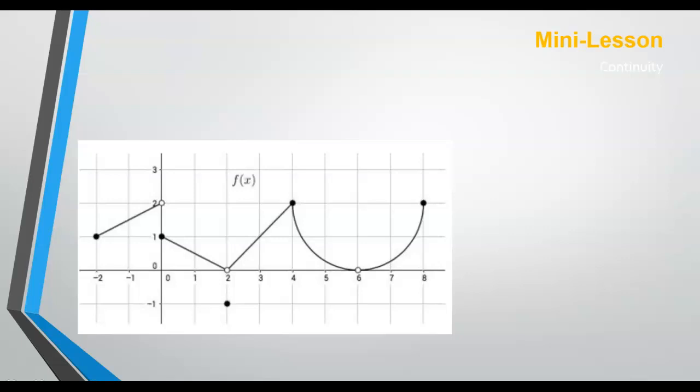All right, now, same graph as earlier. Identify the discontinuities. 0, 2, 6. Correct. 0, 2, and 6.